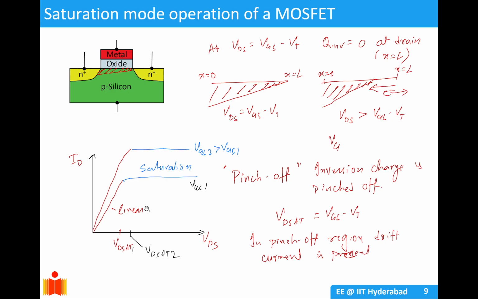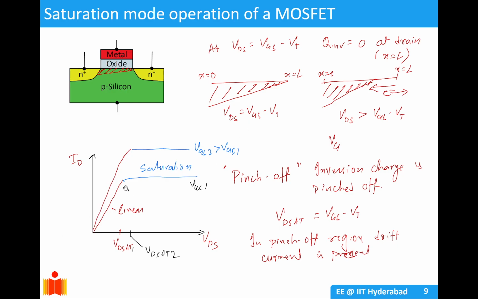So when you plot this combined linear mode and saturation mode, when you do ID versus VDS, you will see that first there's a linear region and there's a saturation region, and if you increase VG, the linear region will have a higher slope, so it will go higher.